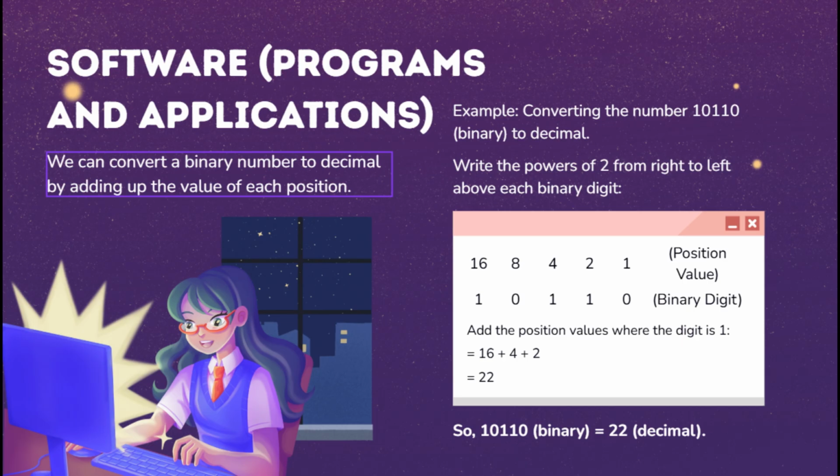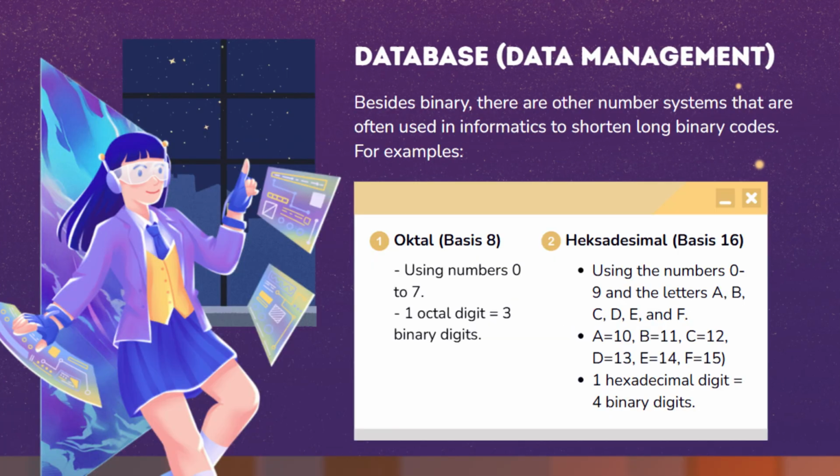Add the position values where the digit is 1: 16 plus 4 plus 2 equals 22. So 10110 binary equals 22 decimal. Thank you.